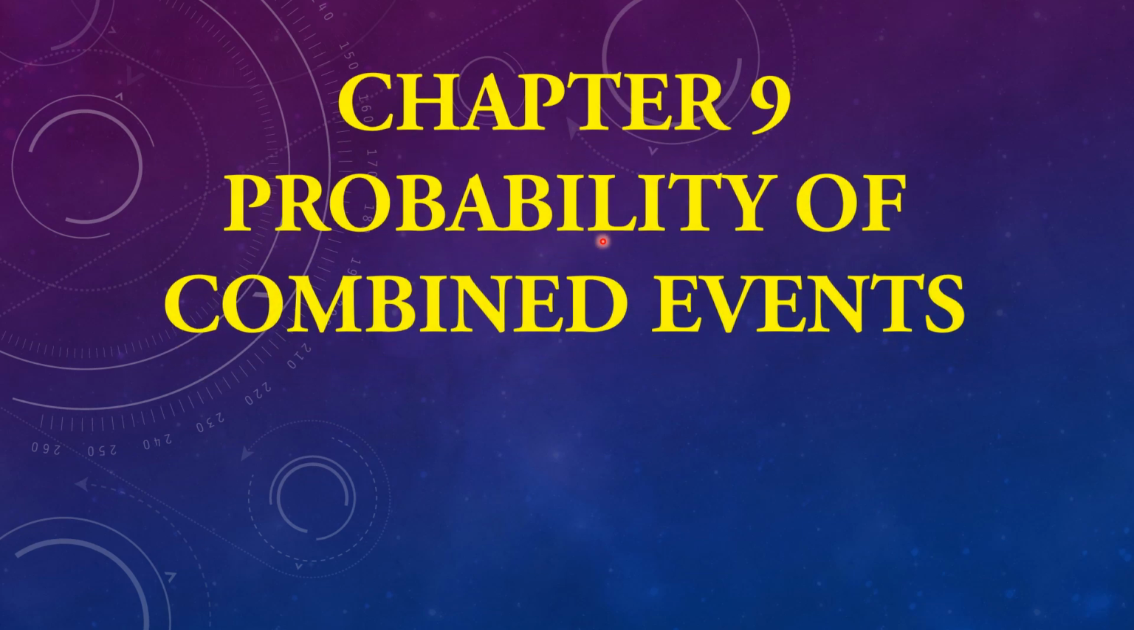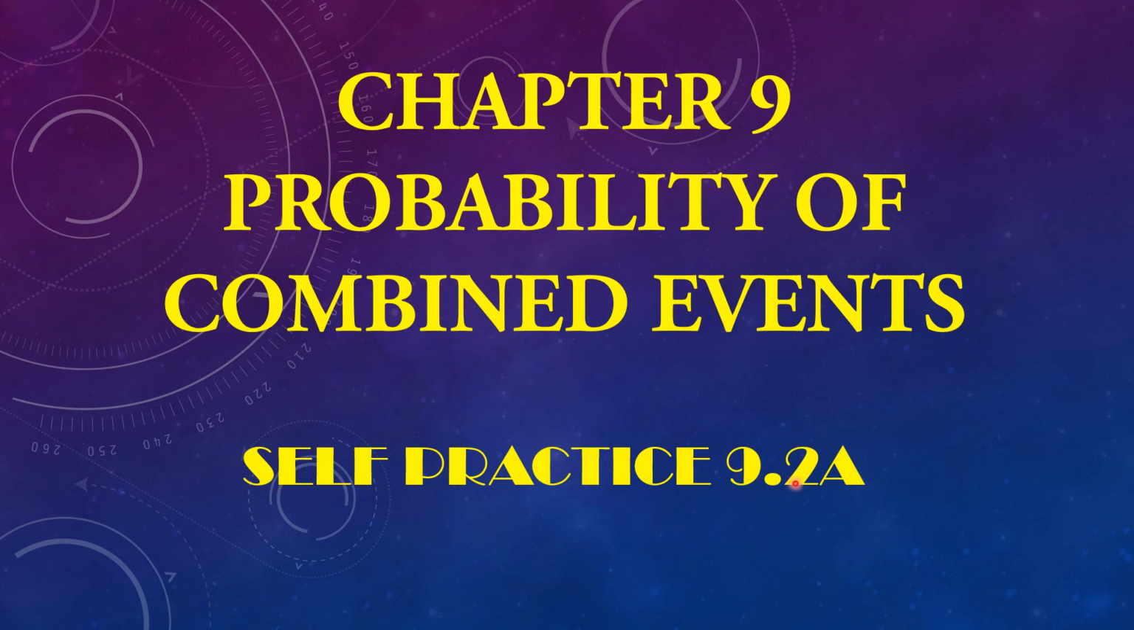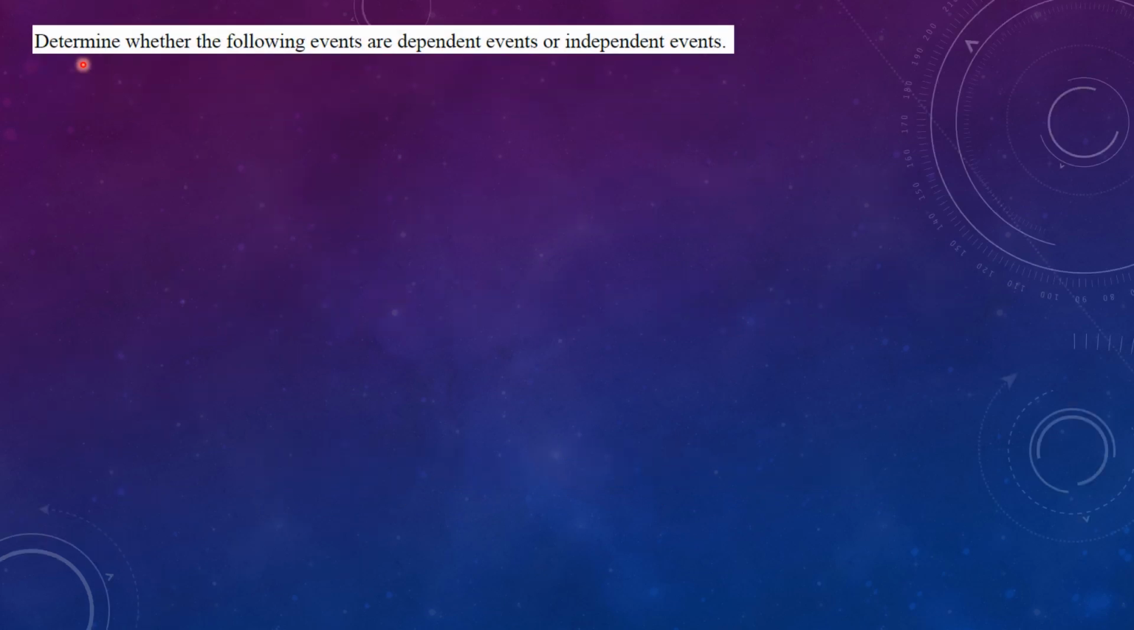Hi everyone, today we will discuss another exercise of chapter 9, probability of combined events, that is self-practice 9.2a. Now we look at the question: determine whether the following events are dependent events or independent events.